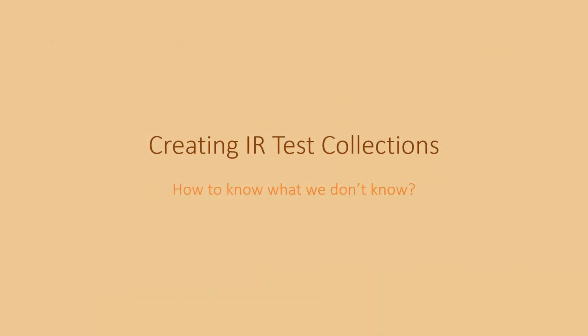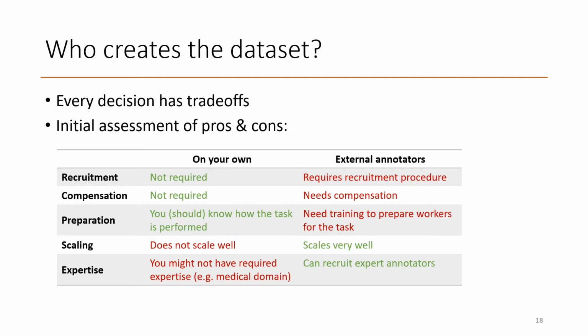Now that we've seen what's out there, let's look at how to create our own test collection for specific scenarios and how to know what we don't know. One of the first choices you have to make for creating your own dataset is who creates the dataset. Every decision has trade-offs. Here is an initial assessment of pros and cons between doing it yourself or with your team versus hiring external annotators to do the task.